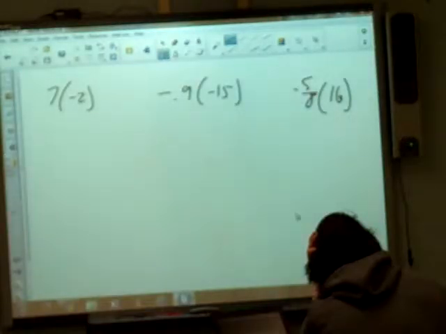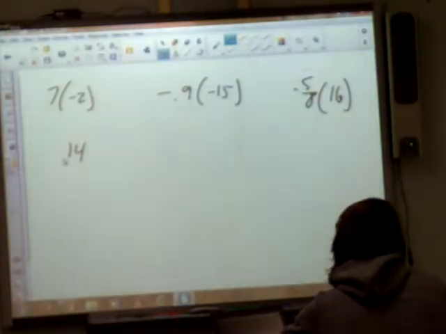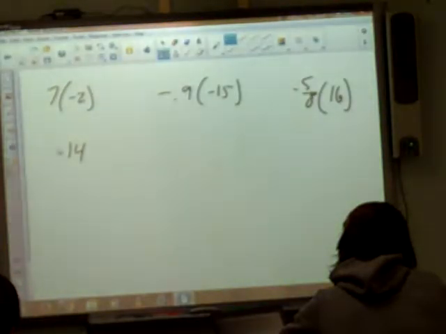First thing I'm going to do is just multiply my absolute value. So what's 7 times 2? 14. Now what's our rule with signs on multiply? Since 7's bigger and it's positive, my answer is positive. No, different signs is always negative.